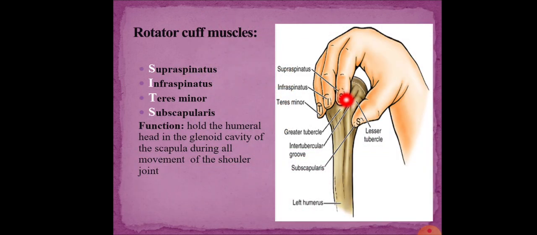Rotator cuff muscles. The rotator cuff muscles are four muscles which hold the humerus in contact with the glenoid cavity, so they stabilize the shoulder joint. The rotator cuff muscles are summarized by SITS: supraspinatus, infraspinatus, teres minor, and subscapularis muscle.